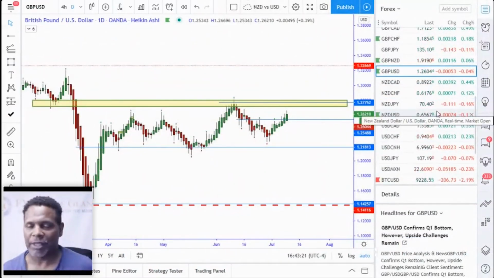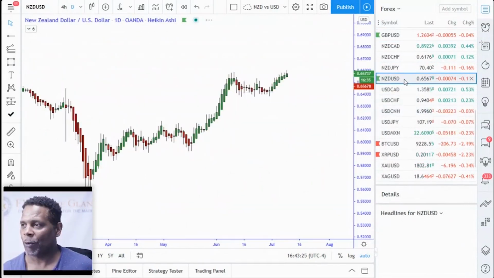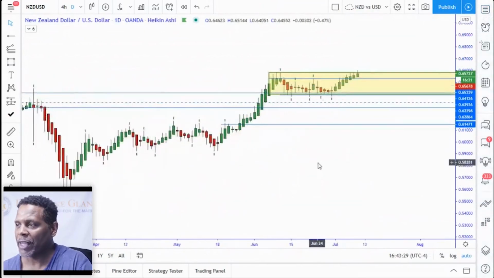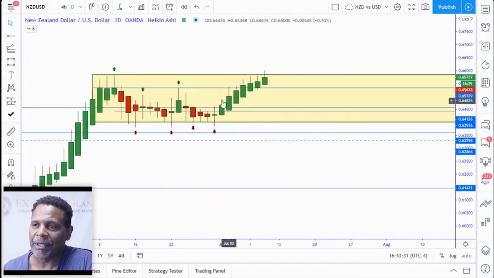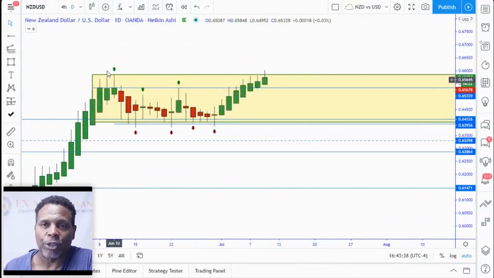I'll look at USD CAD. Do you see something? The last one I'm looking at right now is the New Zealand dollar. This is one that I really want to look at also. New Zealand dollar, US dollar. I think we already missed this trade. I was looking at it earlier and I wasn't here to be able to send it out to you guys.